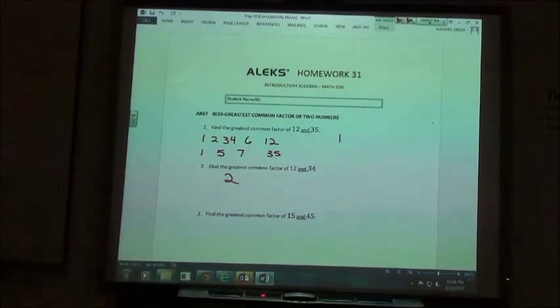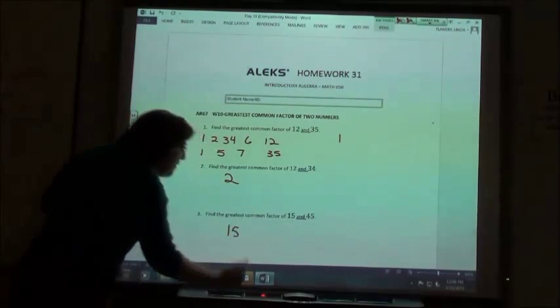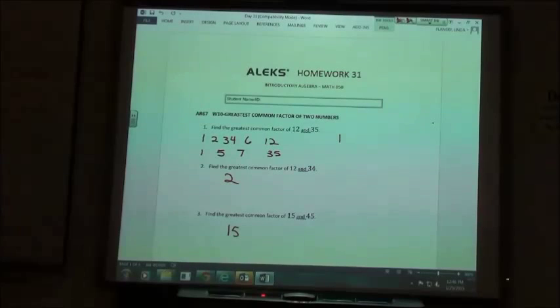And if I have 15 and 45, there's a bigger one than 5. 15, because 15 does divide into 45, so 15 happens to be the greatest common factor, since it's a factor of itself and a factor of 45.